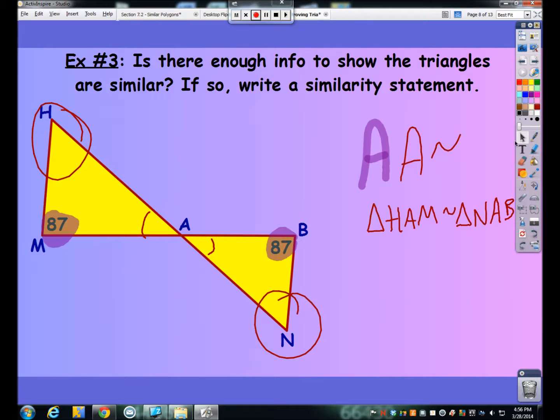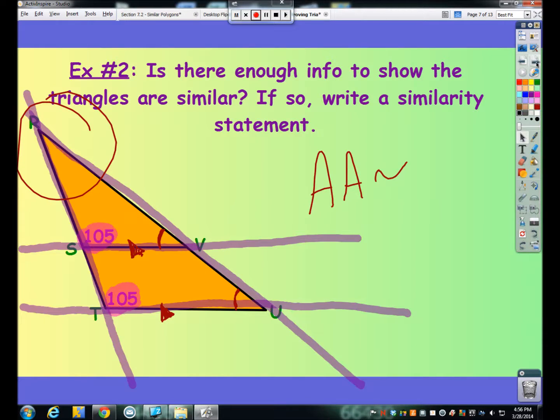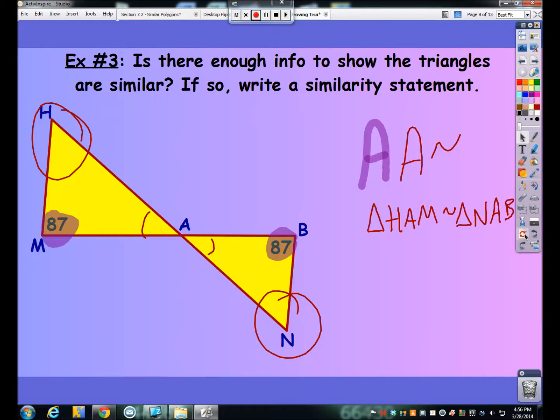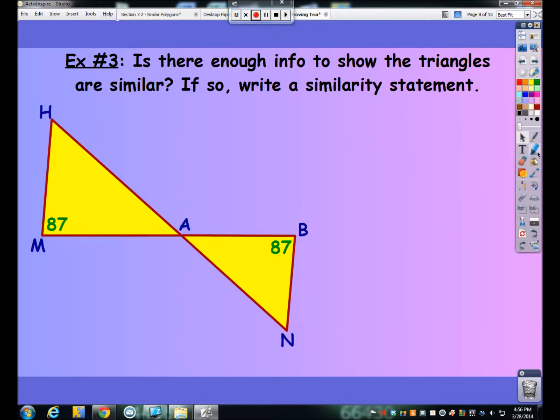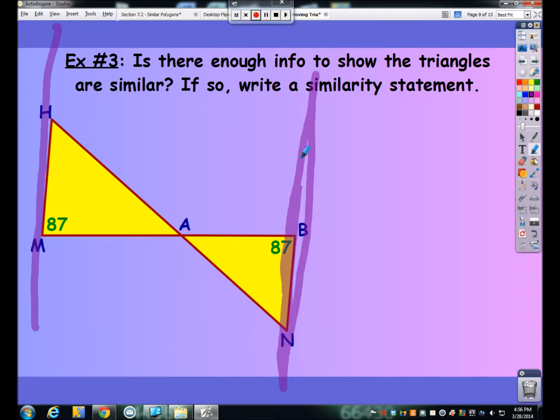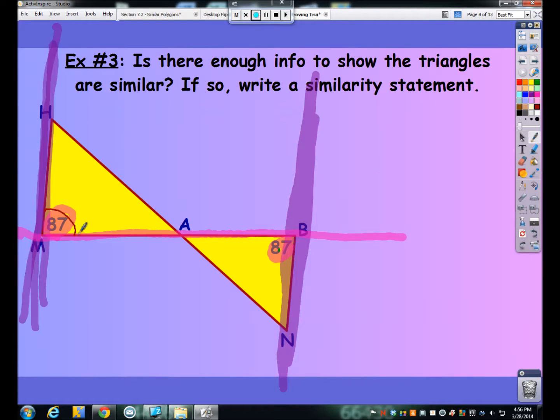Now, is there anything else mysterious about this one like there was with number 2, how there were two ways of seeing it? And there is. Again, notice if we were focusing on these two lines, BN and HM, with this as a transversal, what kind of angles are the 87s? Well, they're alternate interior angles, and they're congruent. Therefore, these two sides are really parallel to each other.